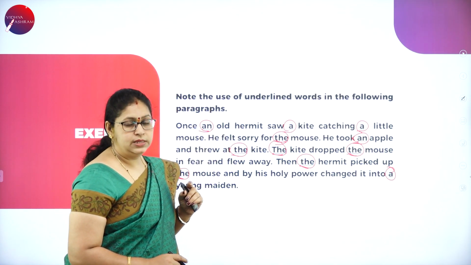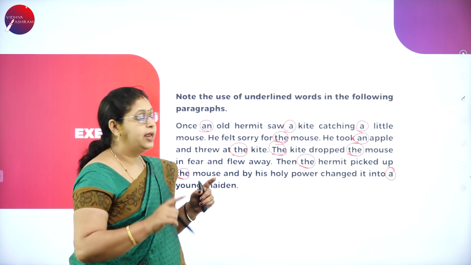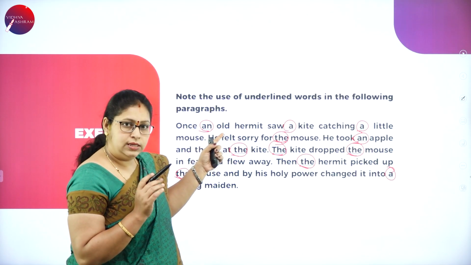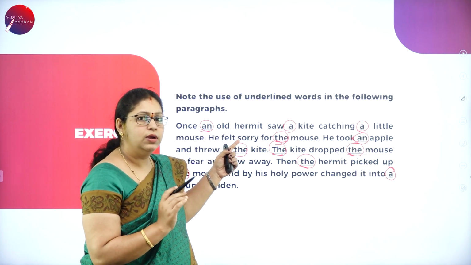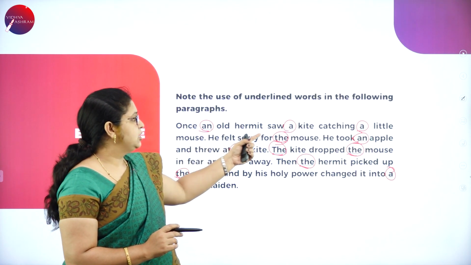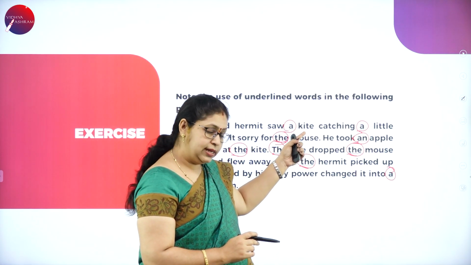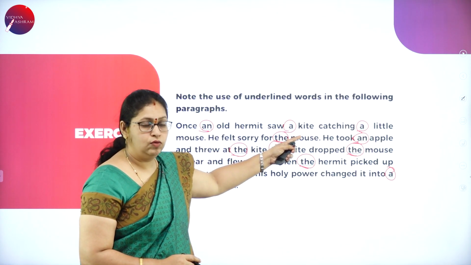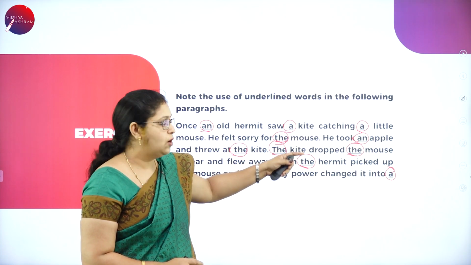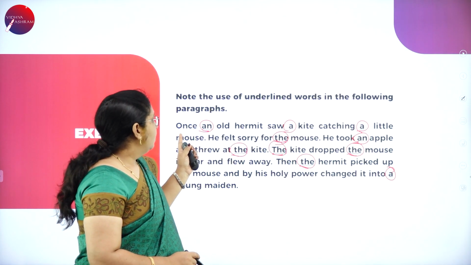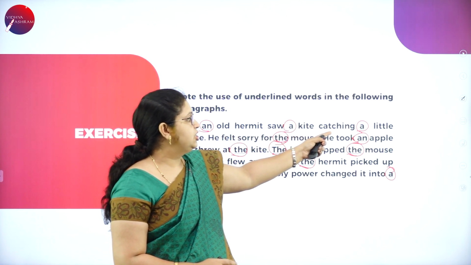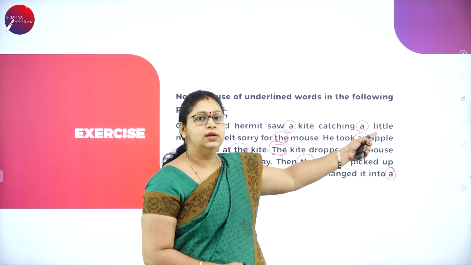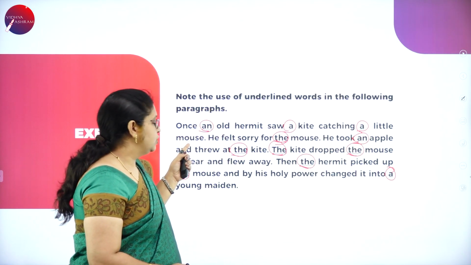Once an old hermit. Why is an used? It is singular and has a vowel sound word after it. Old. O is pronounced with the vowel sound of O itself. So, once an old hermit saw a kite. Why a here? Again, it is singular. But why are we using a? Because this noun has a consonant sound. So, we are using a. Once an old hermit saw a kite catching a little mouse. Again, a, because it has the consonant sound, little mouse.